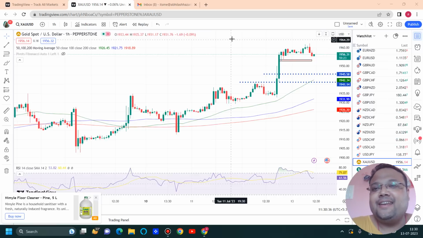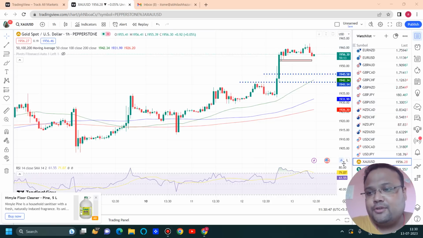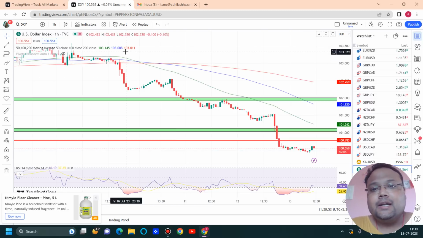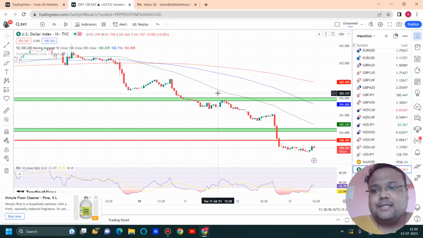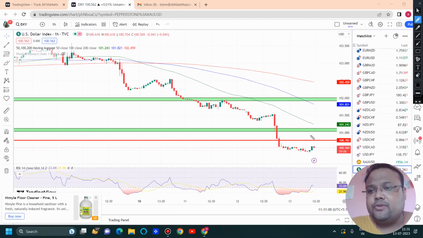Gold has made a high of 1962. Gold was extremely bullish after yesterday's CPI, and we saw a free fall on the chart of the dollar, and the downtrend on the dollar is still continuing. We can see that there is no support. The last support was around 100.80, and right now the market is trading below 100.80. Things are very negative for DXY right now.